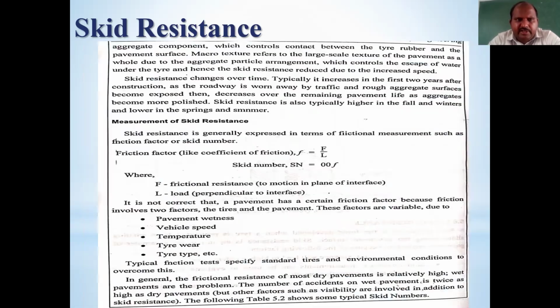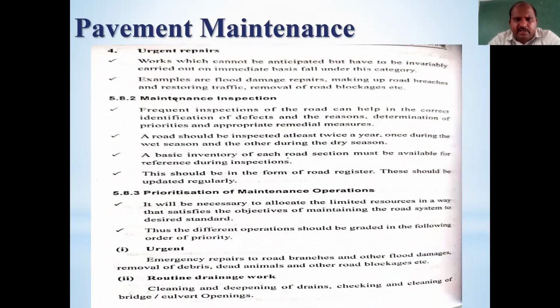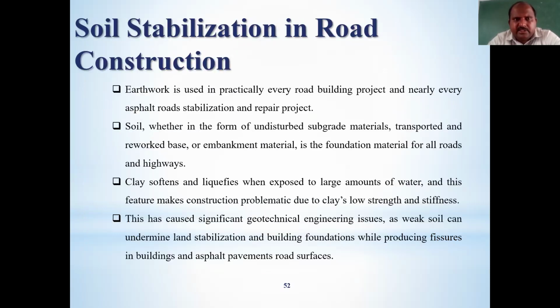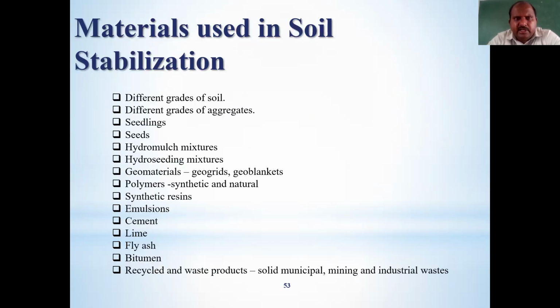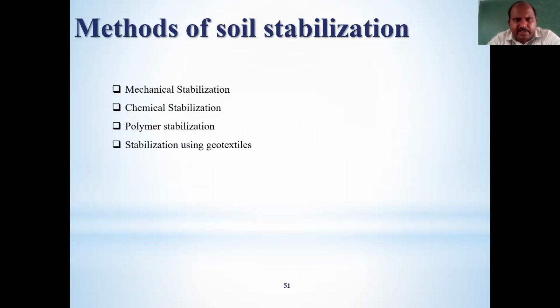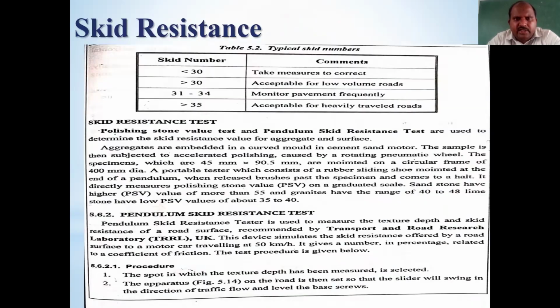So finally, today we are seeing a lot of topics. In those topics, we are summarizing the methods of soil stabilization, soil stabilization in road construction, what are the materials we are using in soil stabilization, and finally testing and field control. In the testing and field control, we are seeing another topic, skid resistance, and what are the skid numbers while using the design of skid resistance. So thank you to all.